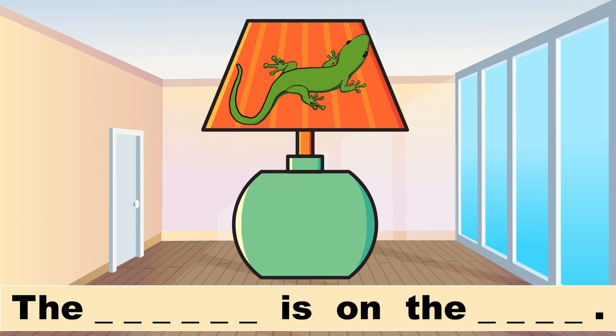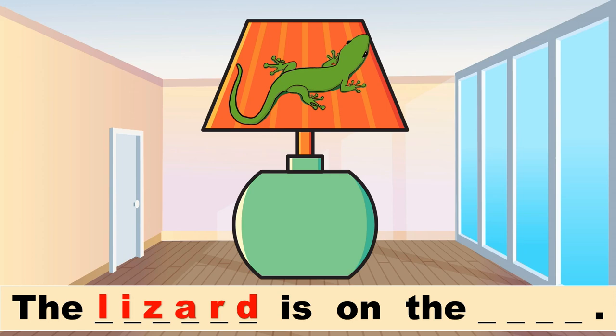Let's play this game. Let's identify the missing words to complete the sentence. Let's begin with the first missing word, the blank. As you can see, it has six missing letters. What word could it be? Yes, lizard.